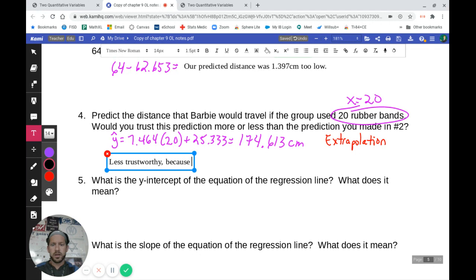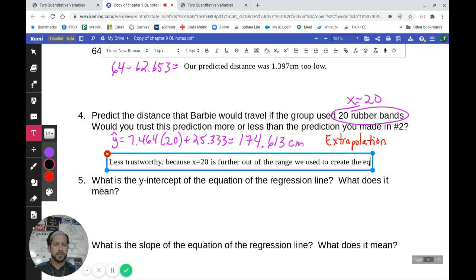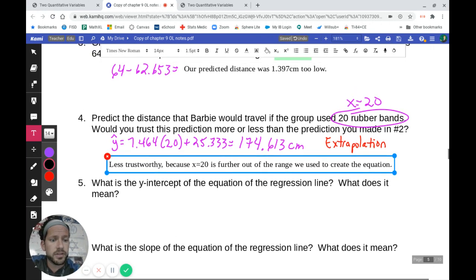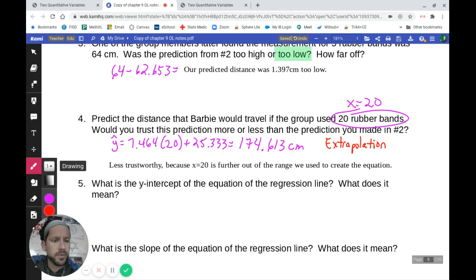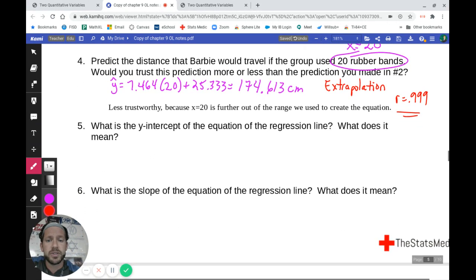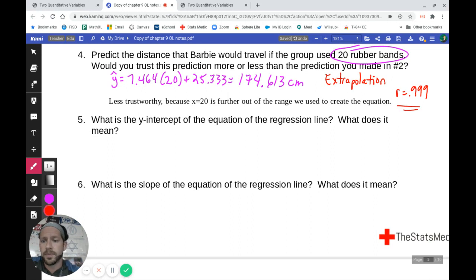because x equals 20 is further out of the range we use to create the equation. It still probably should be pretty trustworthy, because our R value, our correlation value that we talked about last class, was so strong. It was nearly perfect. So it's still going to be trustworthy, but because that x is 20 is so far outside of our range of values that we started with for x, it's a little bit less trustworthy.